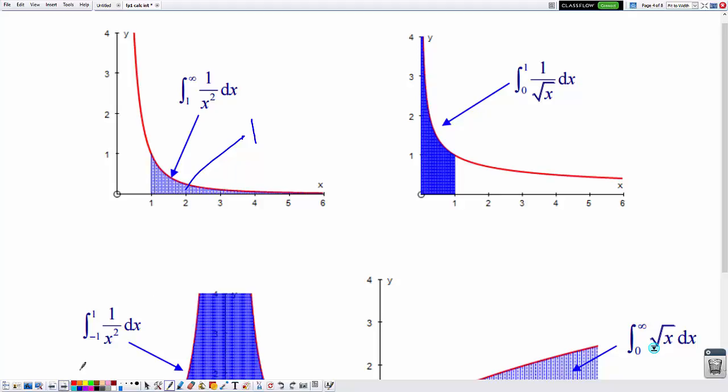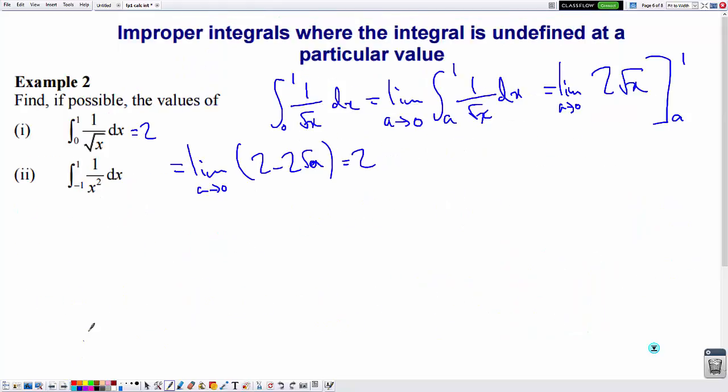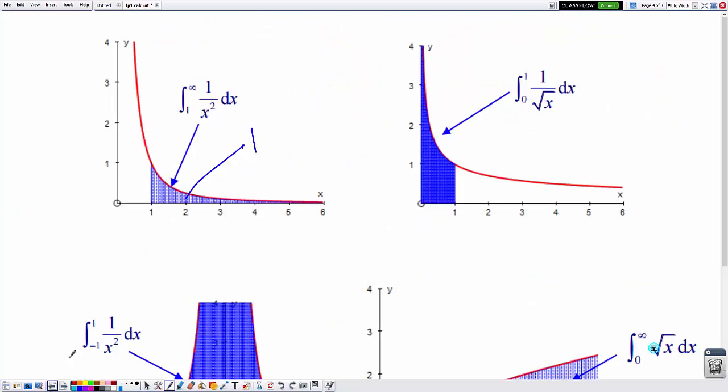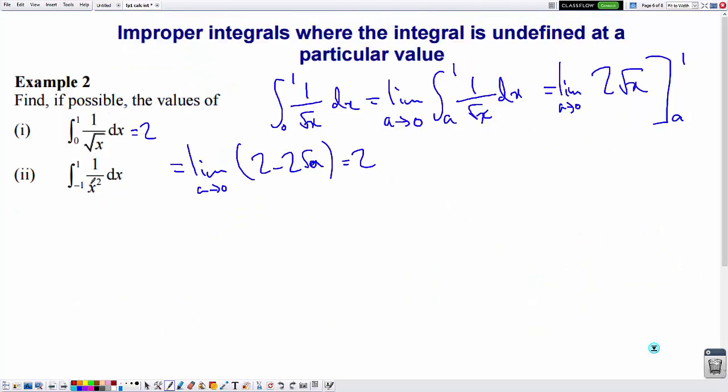Okay, and finally, we've got one left, which is the integral of 1 over x squared between minus 1 and 1. Now, the problem with this one, as I said before, isn't the upper or lower limit. The problem is the 0. And we can see that from the graph. We've got a discontinuity at 0. So what we're going to do is rewrite this as 2 integrals. So we have the integral from minus 1 to 1 of 1 over x squared dx.